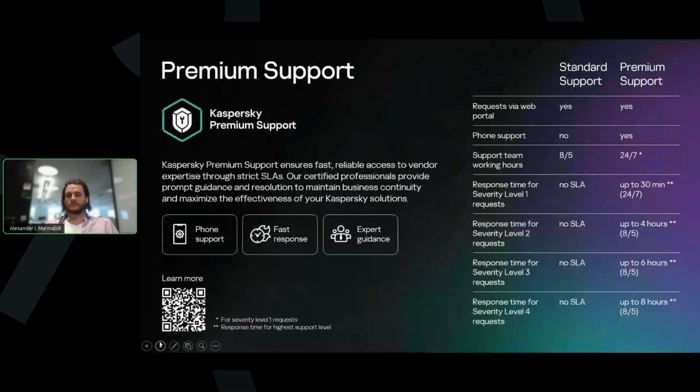All our customers, as you know, depending on the product that they choose, would be getting premium support, and this ensures fast, reliable access to our expertise with strict SLAs, and our own professionals will provide guidance and resolution to maintain business continuity of our customers and make sure that they are maximizing the effectiveness of Kaspersky solutions. Of course, the availability of premium support and the different packages depend on what the license tier or what the product is that the customer has purchased. And if you follow the QR code on this slide, you can of course learn more.